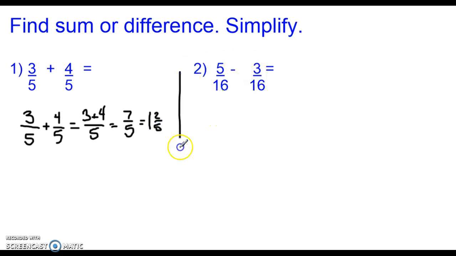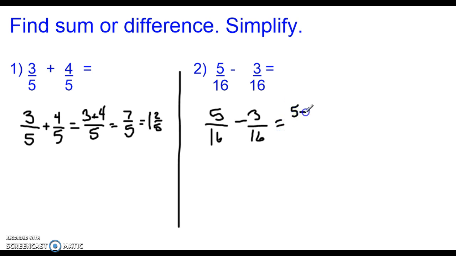Moving on to our subtraction problem. We have 5 over 16 minus 3 over 16. I'm going to write the difference over my denominator, so 5 minus 3. And you remember the difference is just the answer to a subtraction problem. And that would equal 2 over 16. Now, can I simplify 2/16 at all? Well, I know that 2 is a factor of both 2 and 16, so I can divide by 2 over 2, which would give me 1/8.